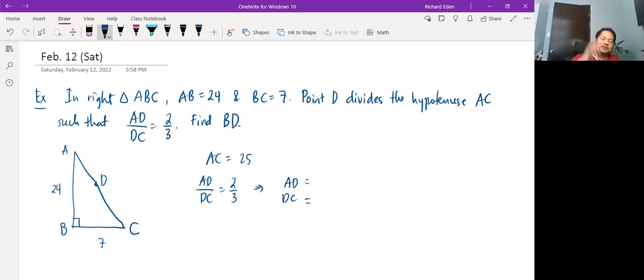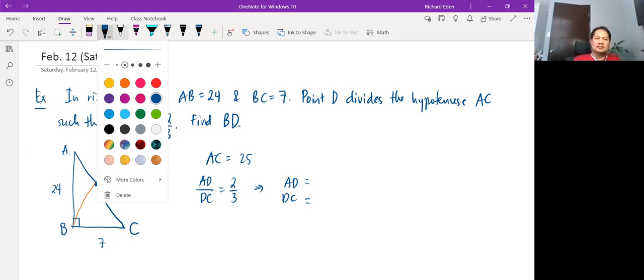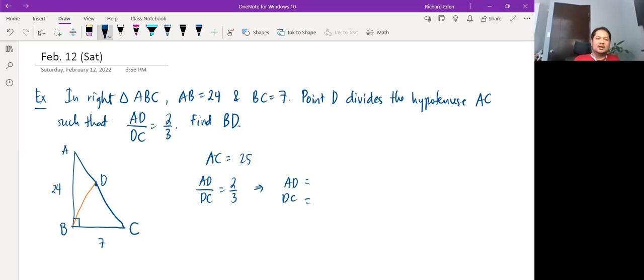Okay, we're trying to find BD. You can still find AD and DC because let AD equal 2x, then DC will become 3x. So AC equals 5x. So 25 equals 5x, x equals 5. So AD equals 10, and DC is equal to 15. Okay, that's the easy part. Now find BD.